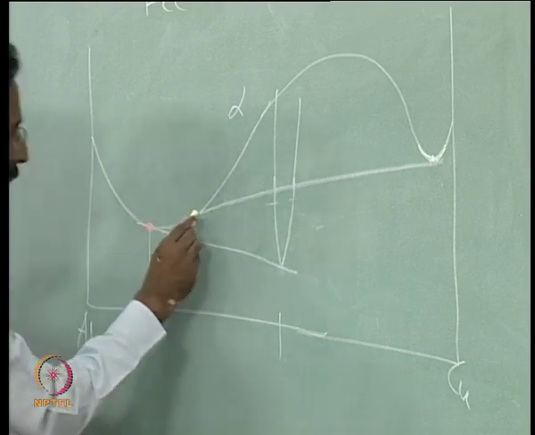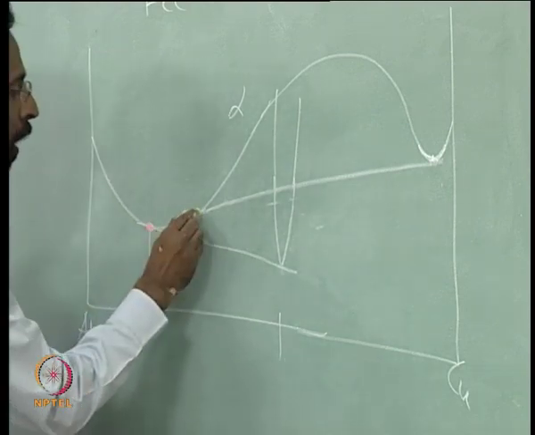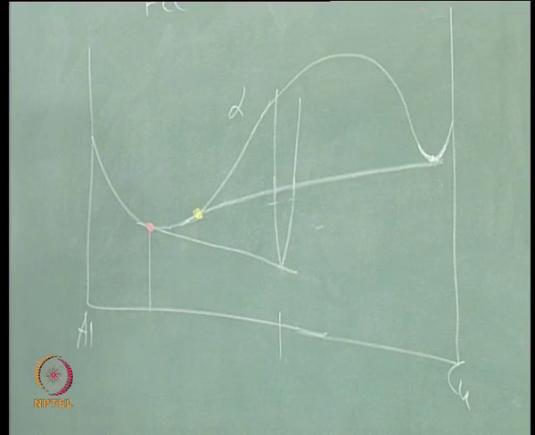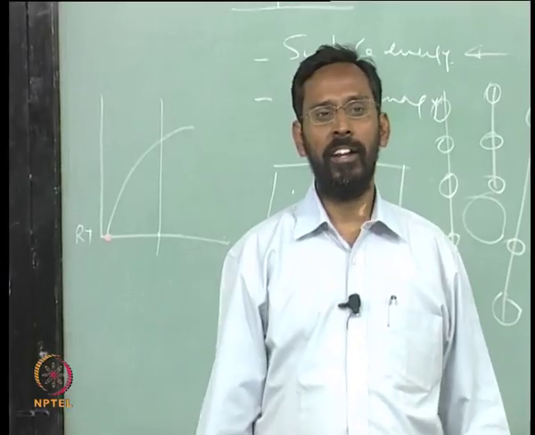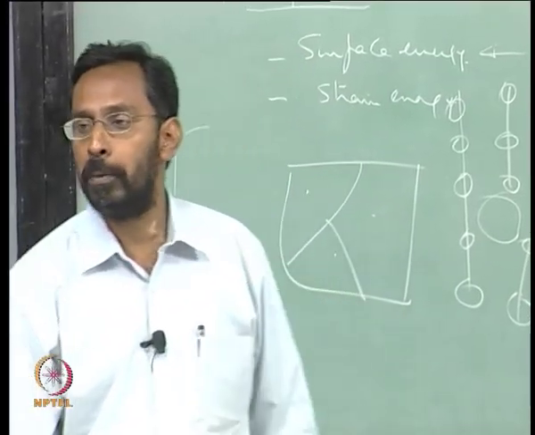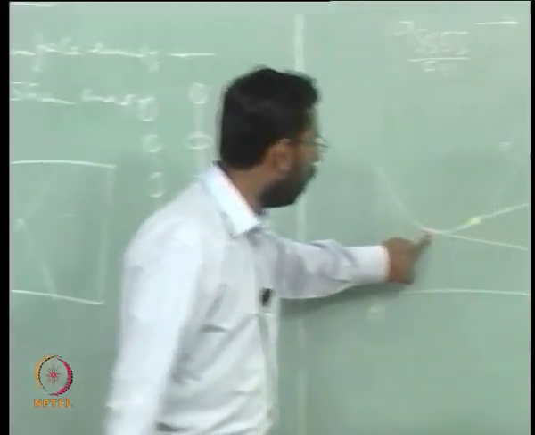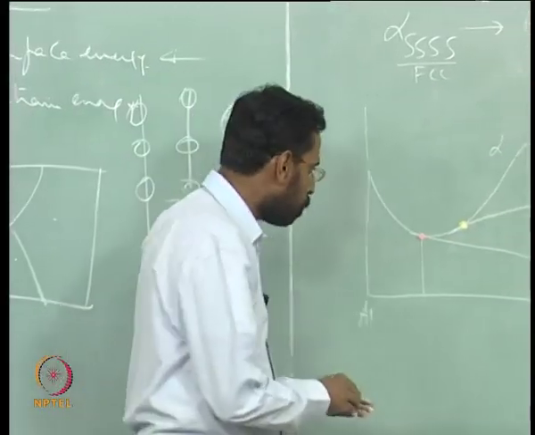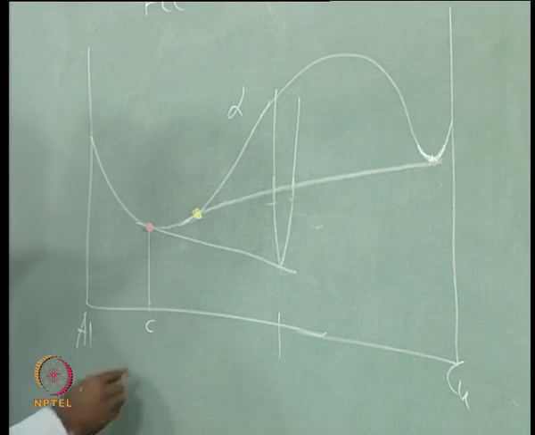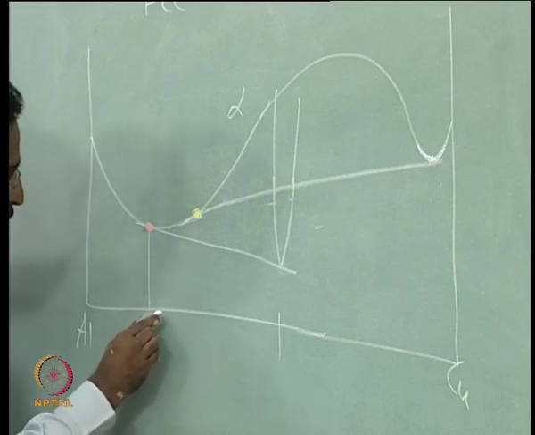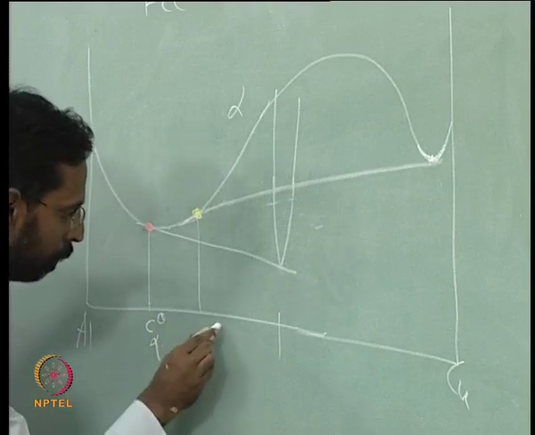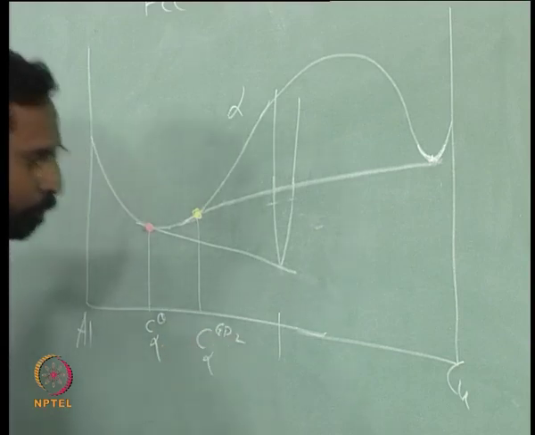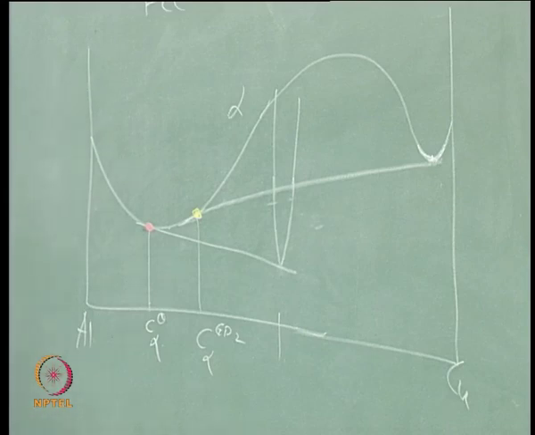So this is a composition now. What do I call that composition now? Composition of alpha in equilibrium with GP. Correct. It is the composition of alpha in equilibrium with GP zones. What is this composition? In equilibrium with theta. Yes. So now let us say that this is the composition of alpha in equilibrium with theta. This is the composition of alpha in equilibrium with GP zones, and both are different. Why are they different?